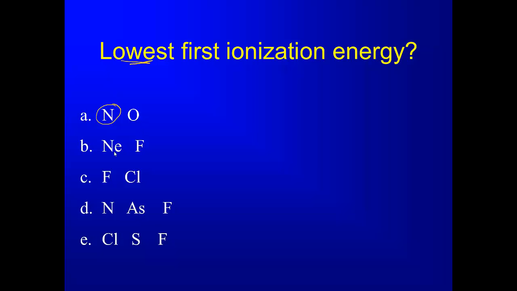Neon or fluorine, they're very close together. Neon has a full shell. It really doesn't want to lose it. It's going to have a higher ionization energy, therefore fluorine has the lowest ionization energy. Okay, and this first just means to remove the first electron. That's all that's saying, which is what we're talking about, to remove one electron. Fluorine or chlorine. Fluorine is smaller, holding onto it tighter, therefore chlorine will have the lowest ionization energy.